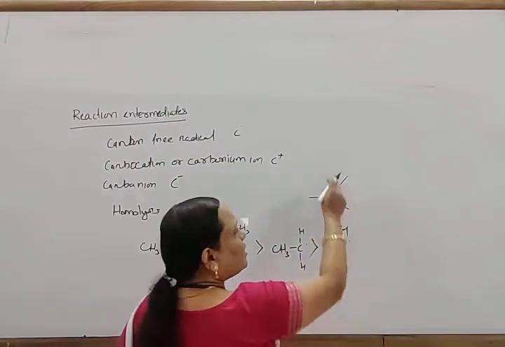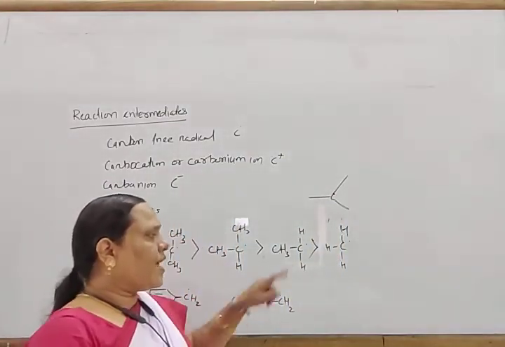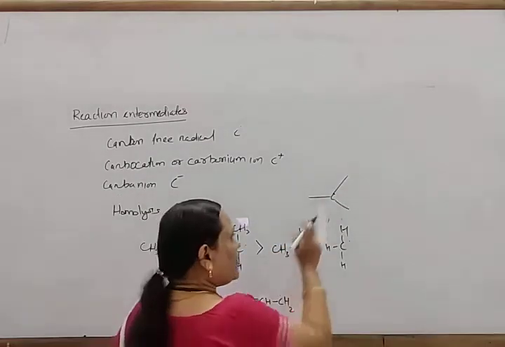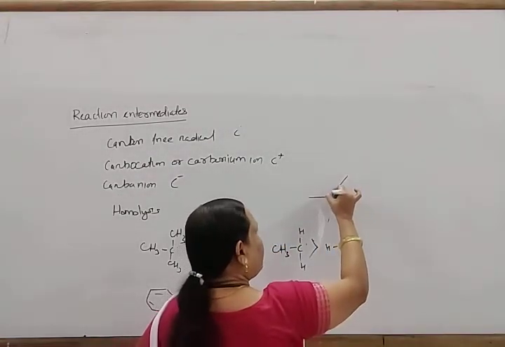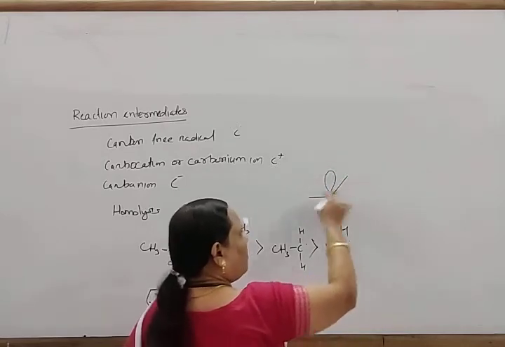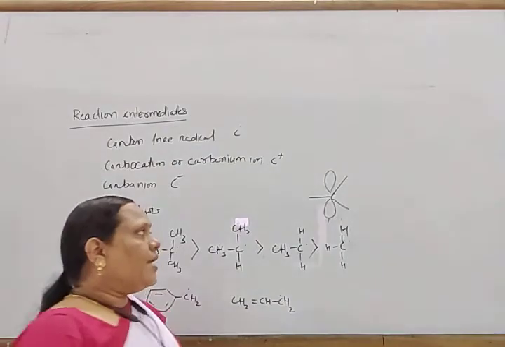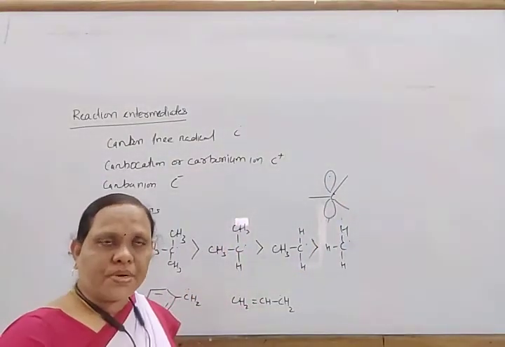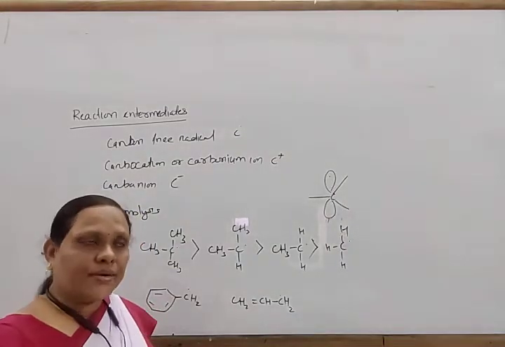These hybrid orbitals form sigma bonds either with hydrogen or with other alkyl groups, and the unhybridized p orbital remains perpendicular to this plane, and that contains the unpaired electron. The unhybridized p orbital contains the unpaired electron.